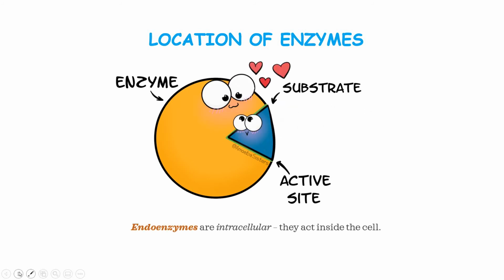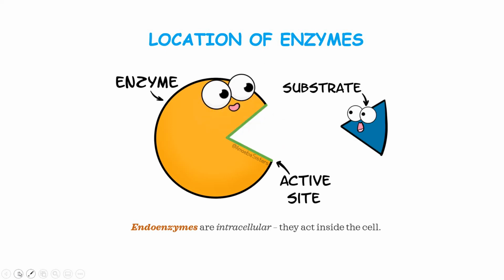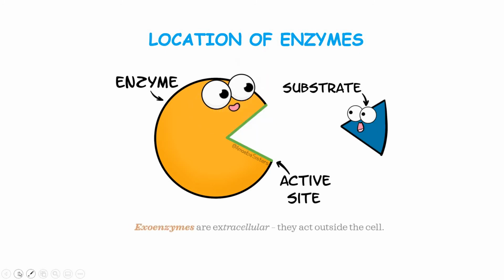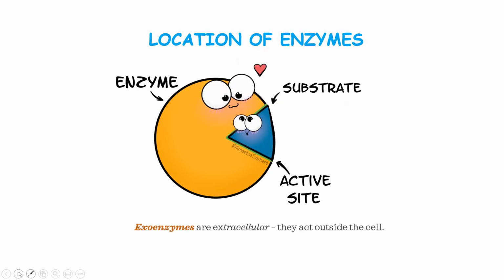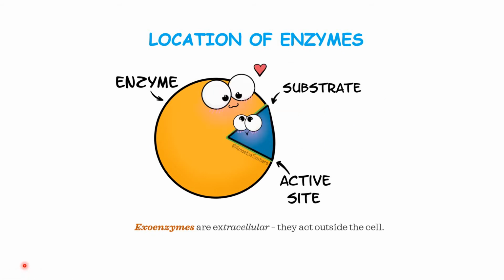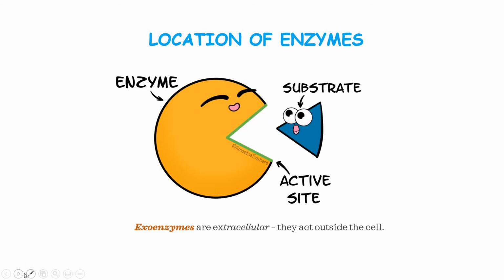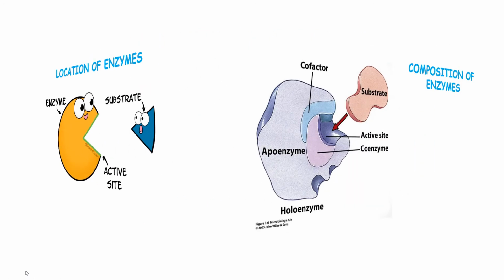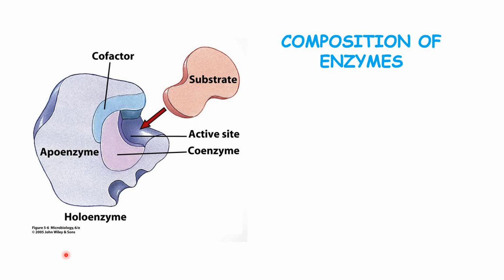First is endoenzymes, which are enzymes that are intracellular. They can be found inside the cell and they act inside the cell. Given na kapag may endo, merong exo enzymes, they are extracellular. That means they are acting outside the cell. And those are the two ways in which you can locate them. First is endo and then exo enzymes.